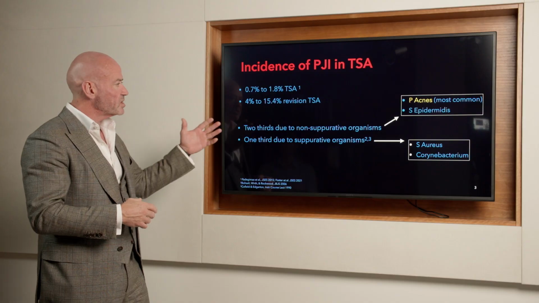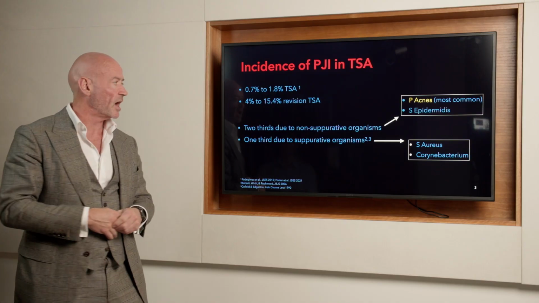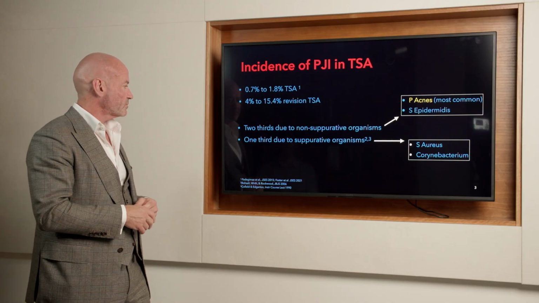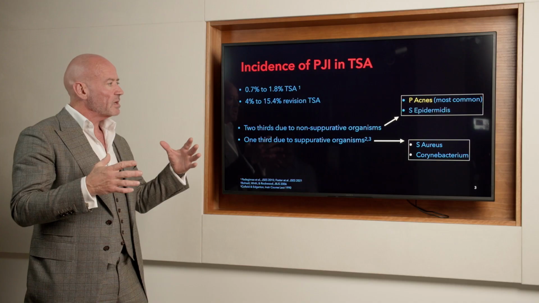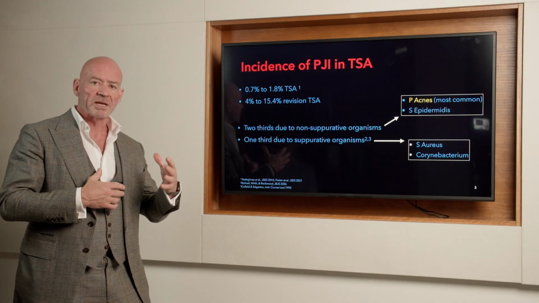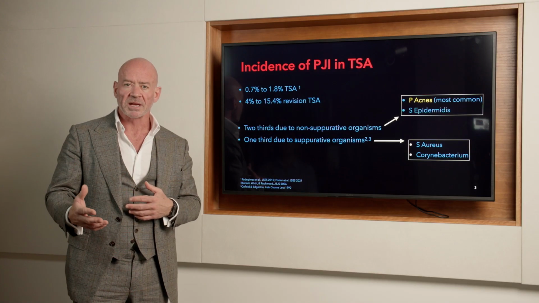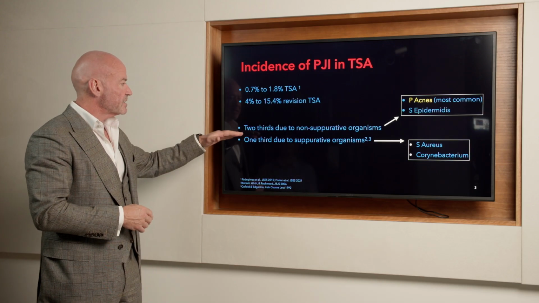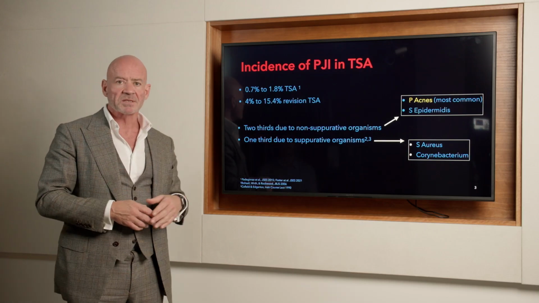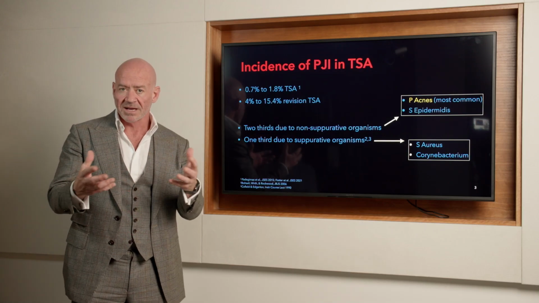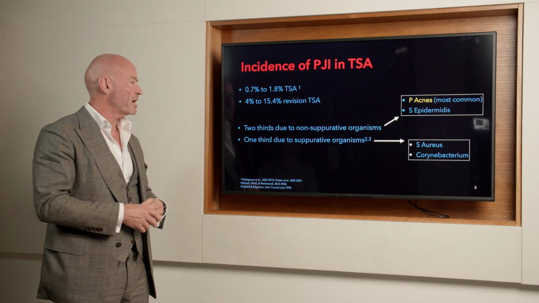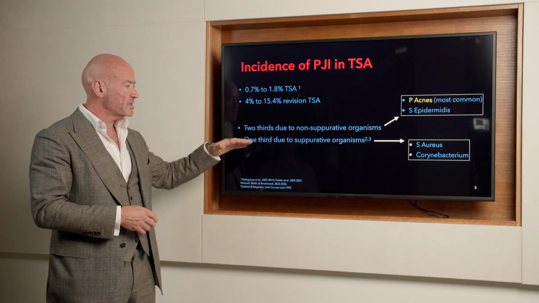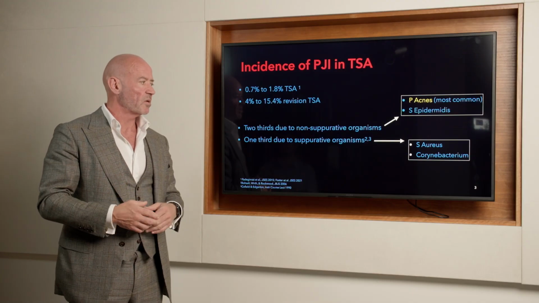Now, with revision total shoulder replacements, the infection rate is higher, generally quoted around 4% to 15.4% worldwide. The infective organisms for a shoulder replacement are different to that for a hip or a knee replacement. It's a different spectrum of organisms. What we see in the shoulders is that there are more non-suppurative organisms, so these are organisms that don't cause a pus reaction. About 2/3 are non-suppurative, and that's quite different to the hips and knees. And 1/3 are suppurative organisms like Staph aureus or Cutibacterium.